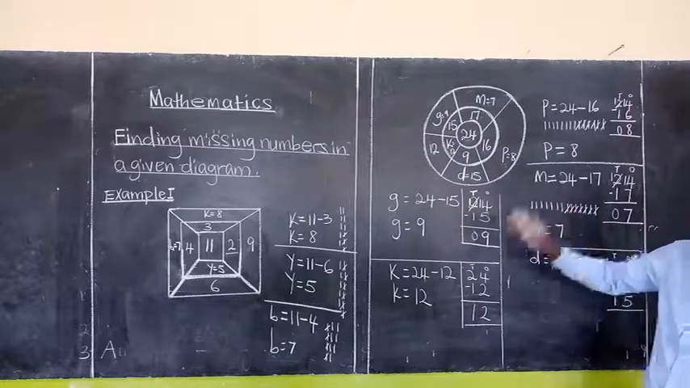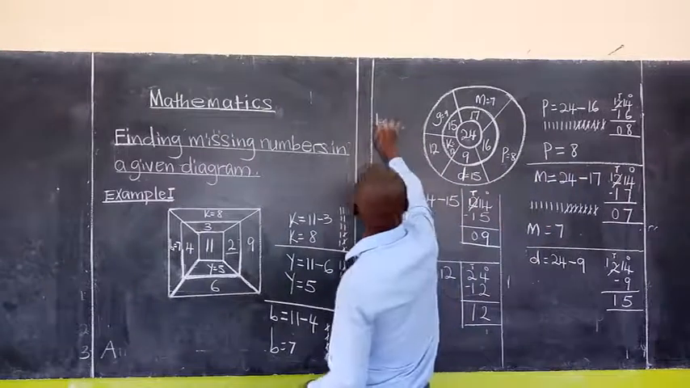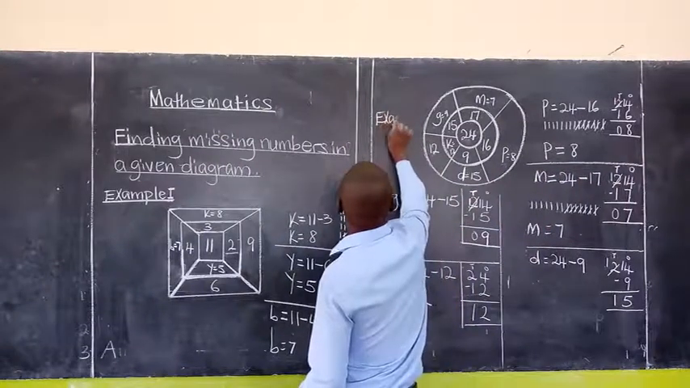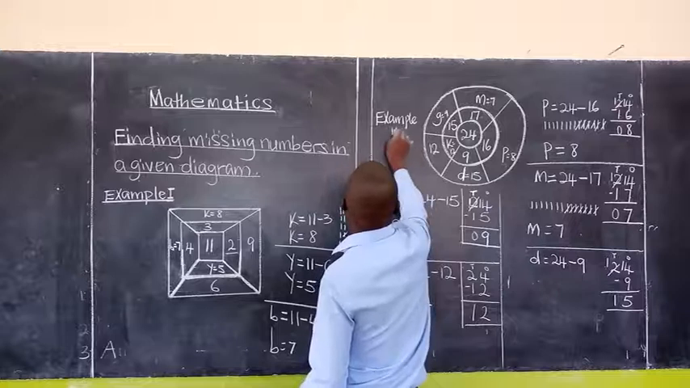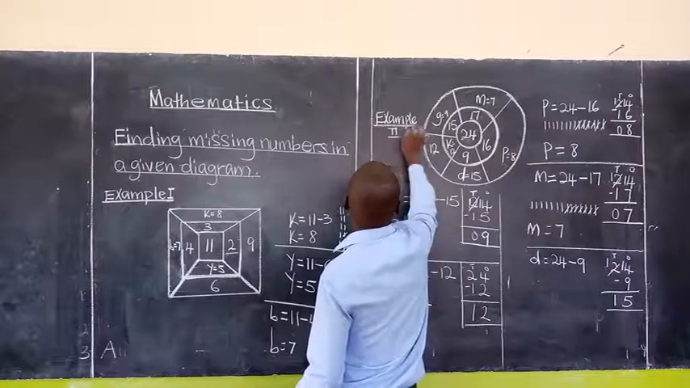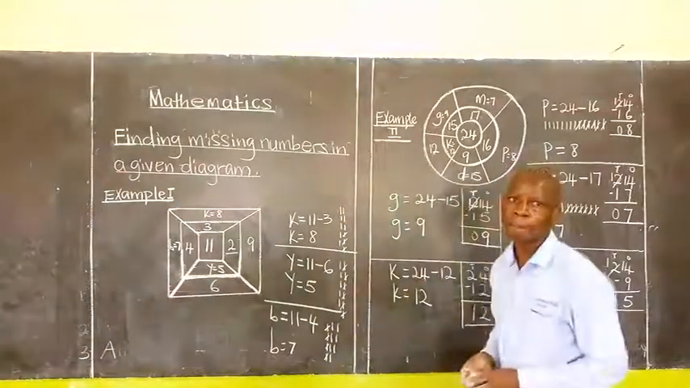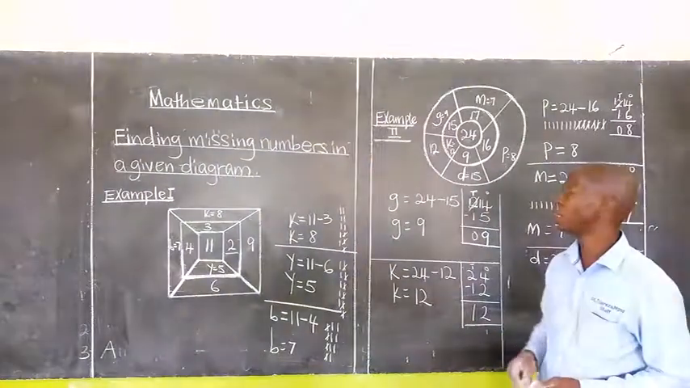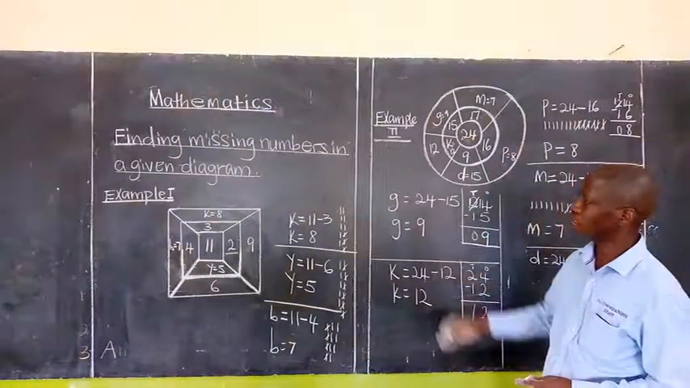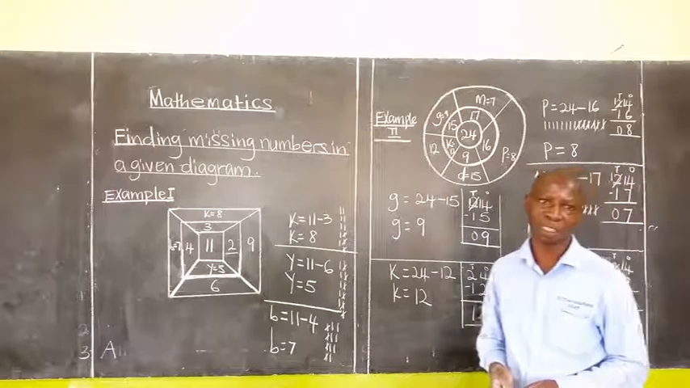So with these two diagrams, I hope you have grasped the idea. We have example 1 and this one is example 2. So I think you have grasped the concept. You can use the same method to find out the answer. Wait for an activity. Thank you.